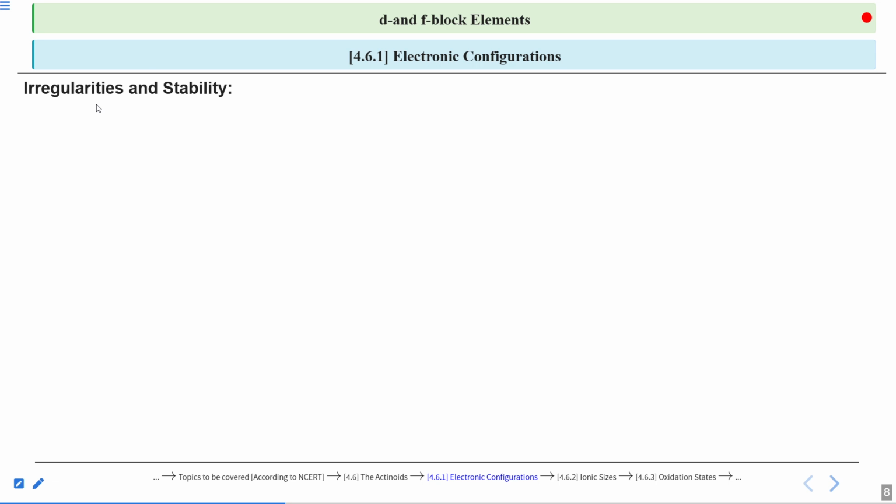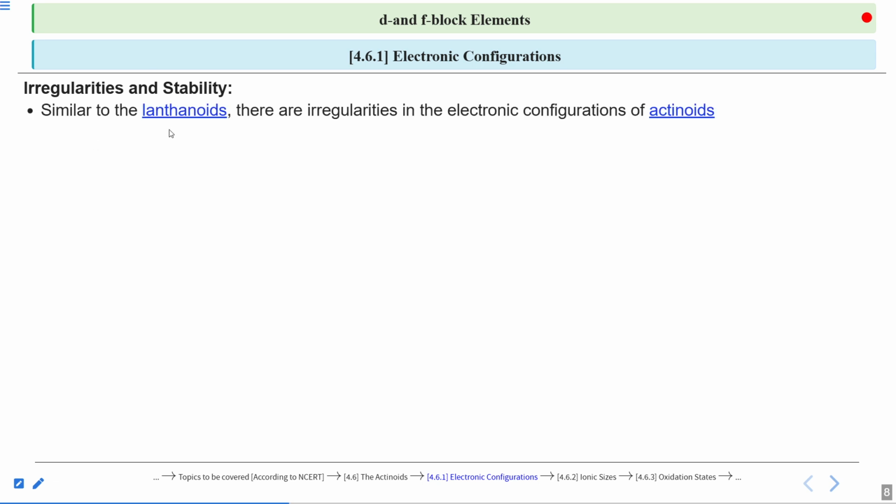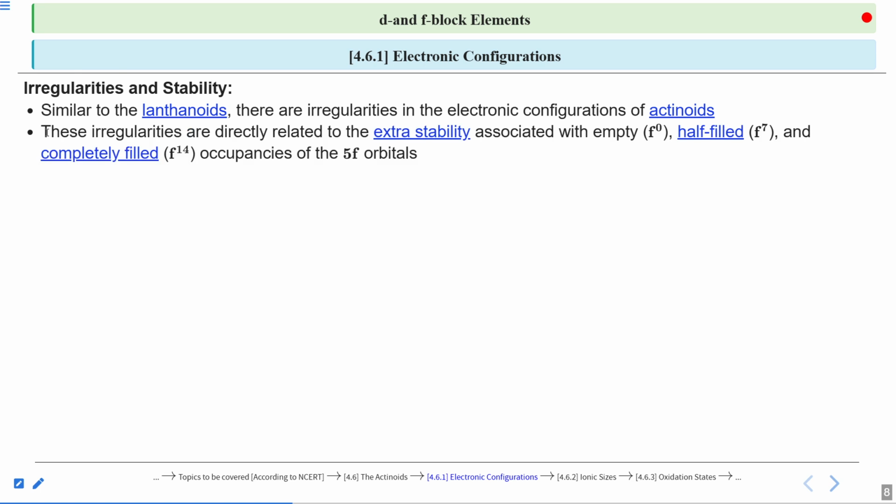Let's see the irregularities and stability. Similar to the lanthanoids, there are irregularities in the electronic configurations of actinoids. These irregularities are directly related to extra stability associated with empty, that is f0, half filled, that is f7, and completely filled, that is f14 occupancies of the 5f orbitals.